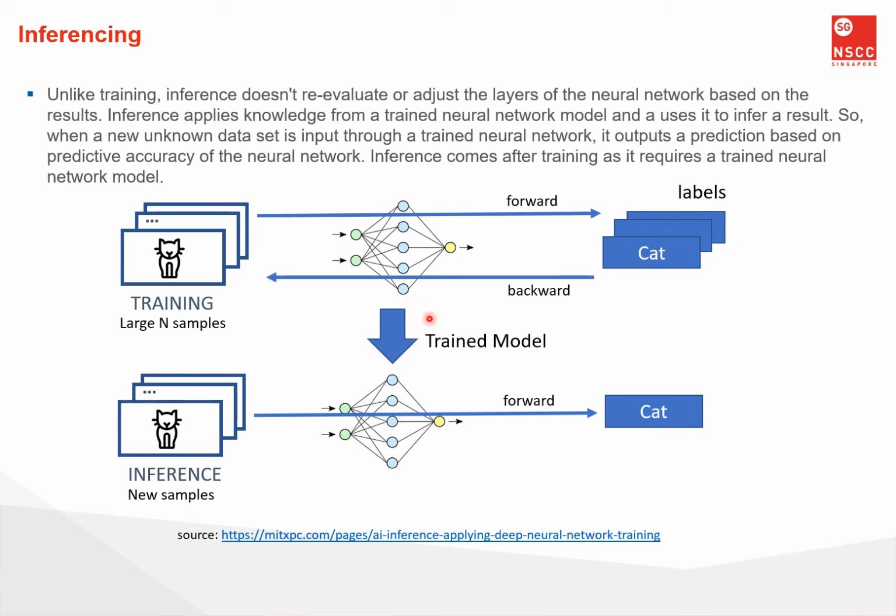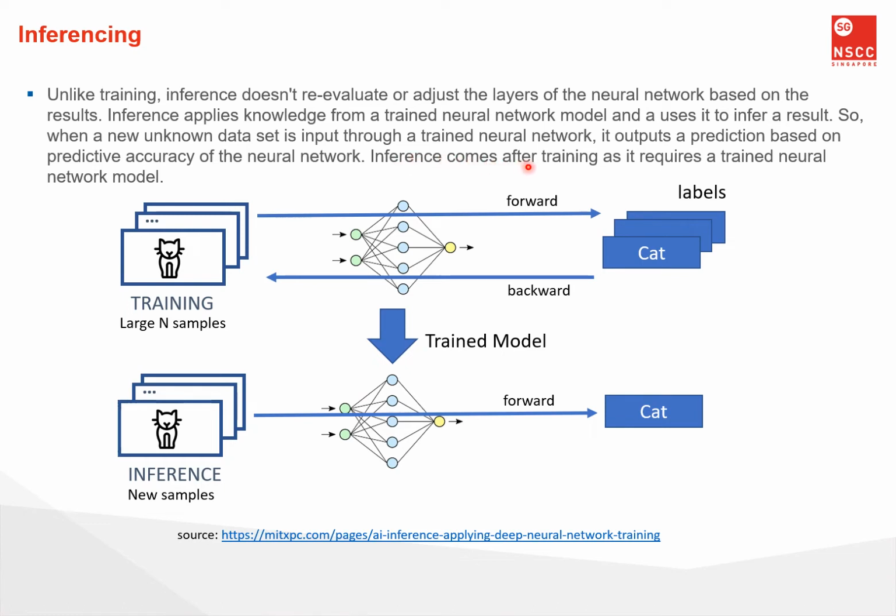Whatever has been trained in already, it doesn't do retraining again. It just takes the weights from the trained model, and inference applies that knowledge that's in the model and uses it to predict or infer the result. So when new unknown data is presented to the trained model, it will make a prediction, and it outputs the prediction based on the model that's in the neural network, and this would have a certain accuracy.